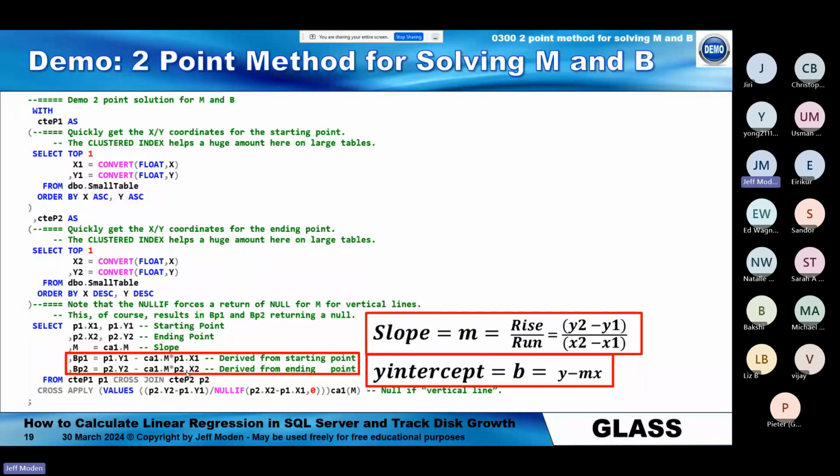Any questions on these so far? I have one. Okay. We did the math for the slope in the cross apply to dry it out, right? Yes. Thank you. Yes, exactly.